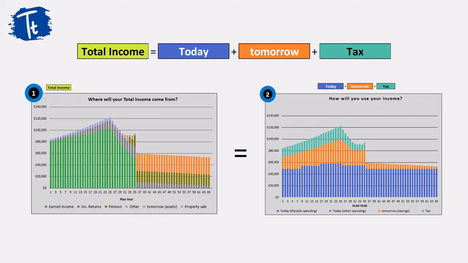Graph 2 shows exactly the same amounts, but this time displays the other side of the coin. In other words, how are you planning to use your total income as either spending on today in dark blue, saving for tomorrow in orange, or paying tax in light blue?